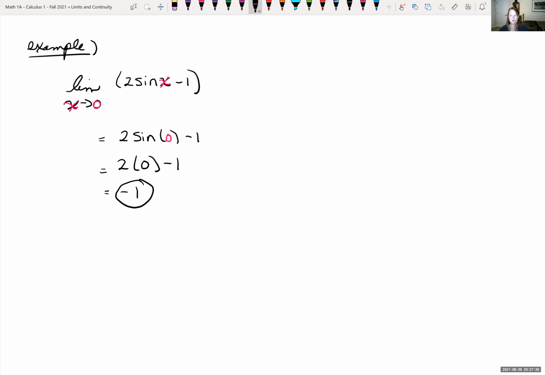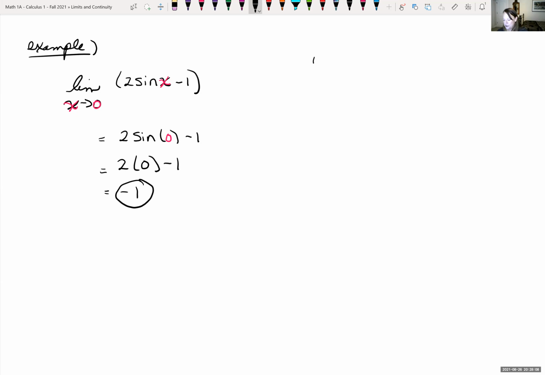Okay, so if you remember and recall what we're doing, as you're getting closer and closer to 0, and if we looked at the graph of 2 sine x minus 1, it's telling me that my y value that I'd be getting closer and closer to is -1. And I just kind of want to talk about this as a recall, because you really should be familiar with what your functions look like.